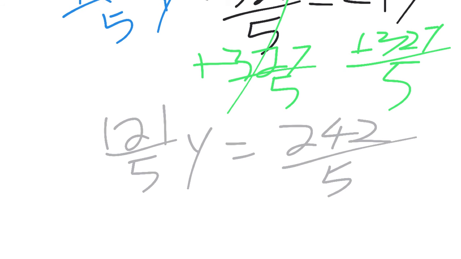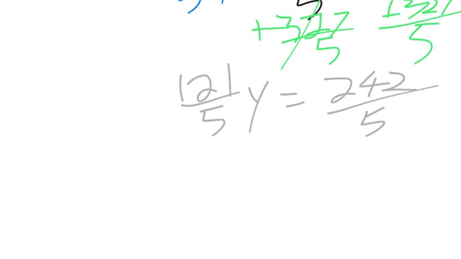And so you can tell that the denominators are the same, so you can ignore the denominators. If I have 121y equals 242, 121 times 2 is 242, so you might see that in your head. If not, we're going to clear out this fraction by flipping and multiplying it to both sides. It's called multiply by the reciprocal. And so what that does is it cancels out any fraction you have.